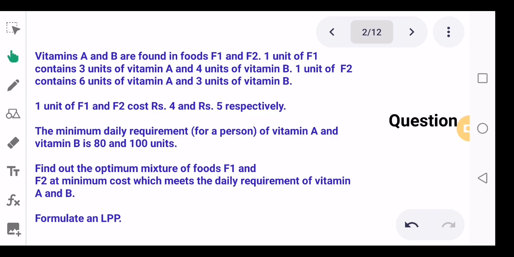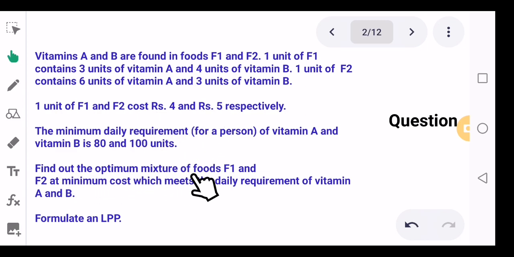So here what you can see is they have told that we have to buy 2 foods, and the food is F1 and F2. This is the name given to the food. Okay, in F1 there is vitamin A and B in the given combination, and in F2 there is vitamin A and B in the given combination. The cost of F1, that is for every unit of food 1 that you buy, the cost is rupees 4, and for every unit of F2 the cost is rupees 5. So the cost of it is given, and this is your constraint.